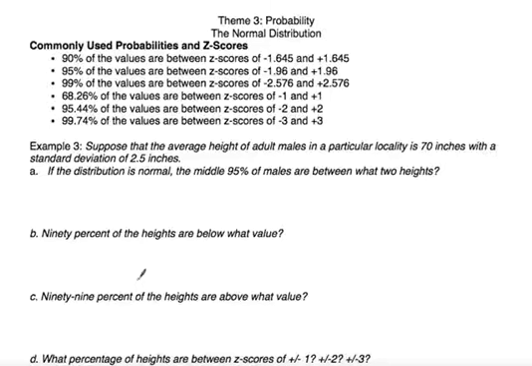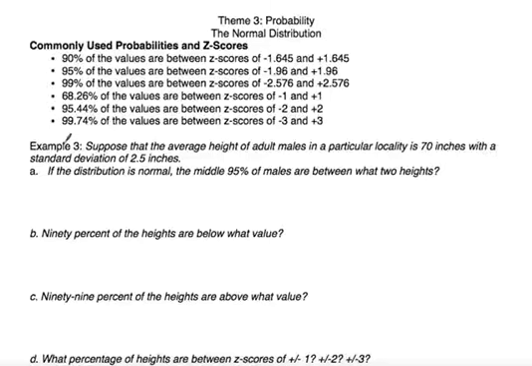68.26% of the values are between z-scores of negative 1 and positive 1. 95.44% of the values are between z-scores of negative 2 and positive 2. And 99.74% of the values are between z-scores of negative 3 and positive 3.